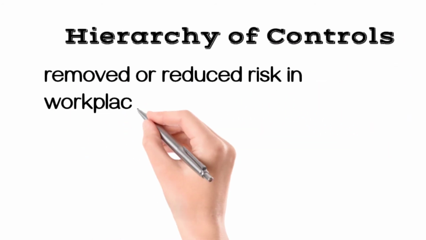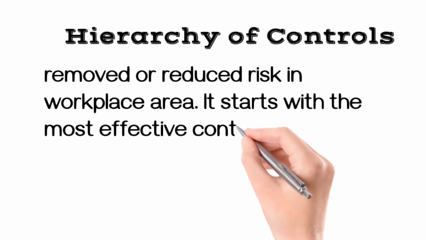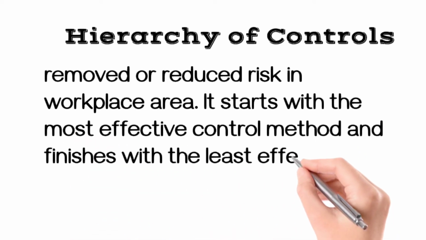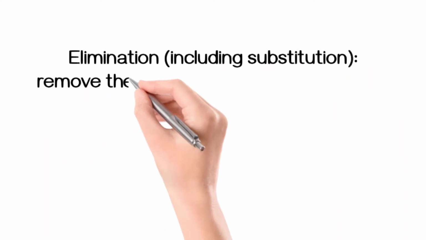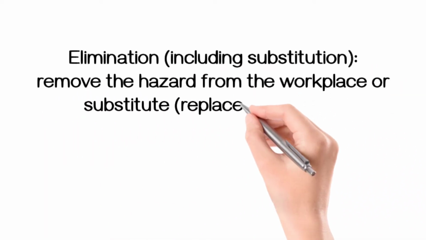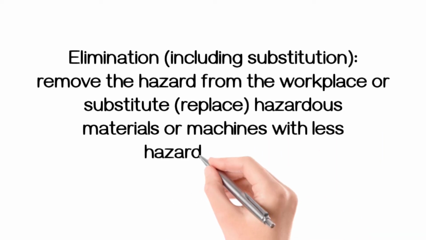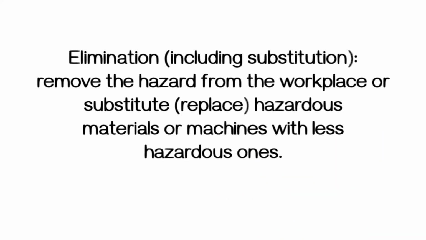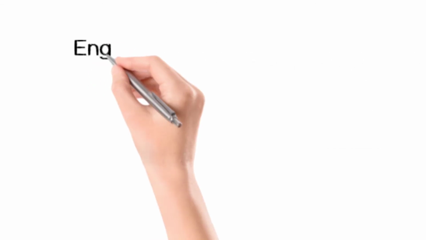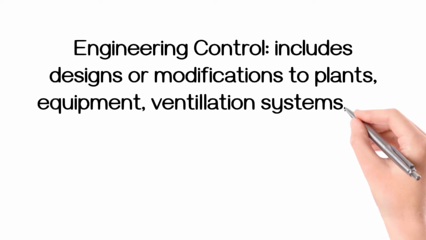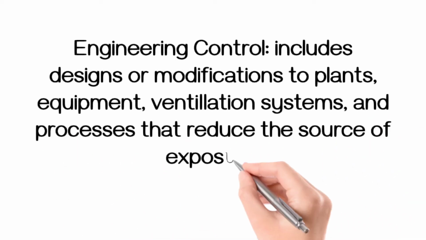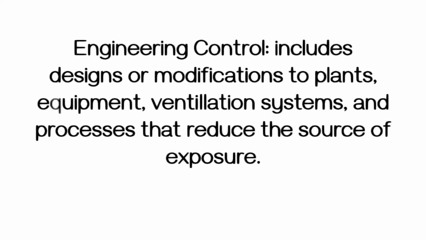The hierarchy of control is used to remove or reduce risk in the workplace. It starts with the most effective control method and finishes with the least effective method. Elimination, including substitution, removes the hazard from the workplace or substitutes hazardous materials or machines with less hazardous ones. Engineering controls include designs or modifications to plants, equipment, ventilation systems, and processes that reduce the source of exposure.